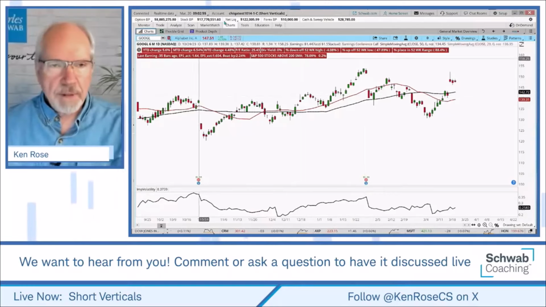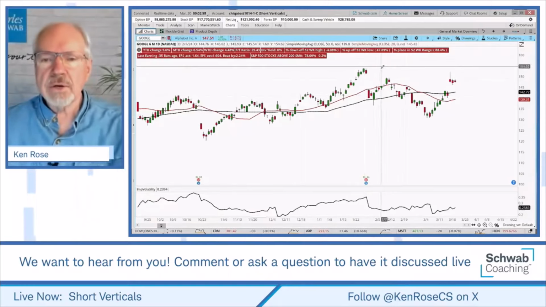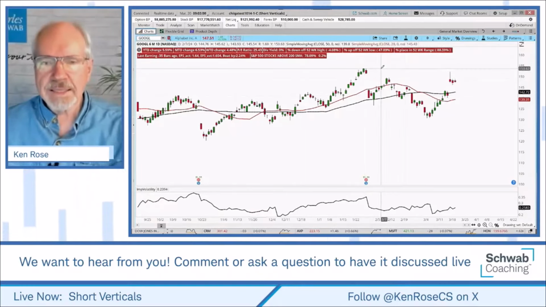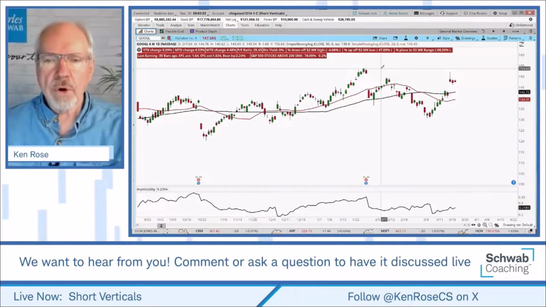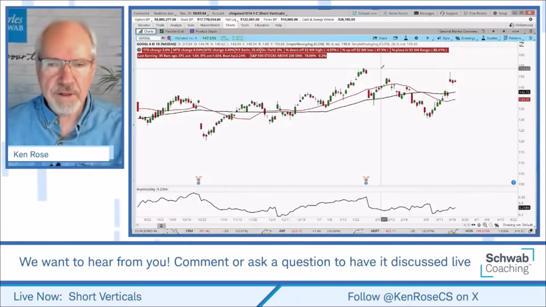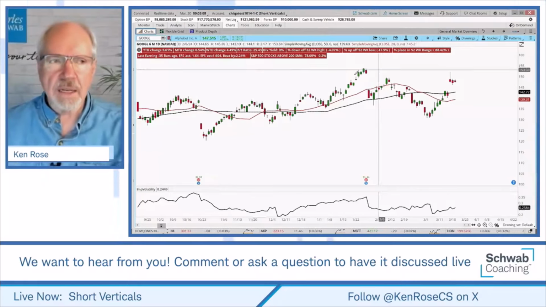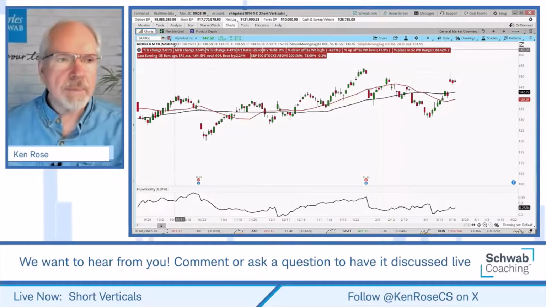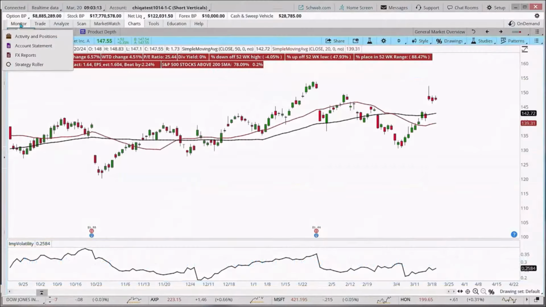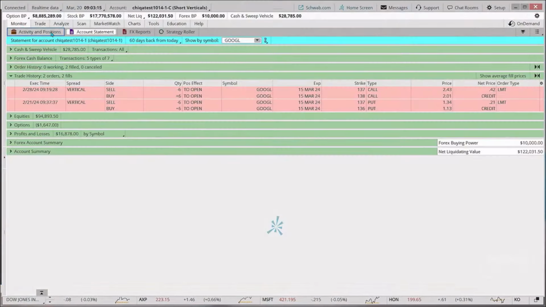Oh, by the way, the platform we're using here is the Thinkorswim downloaded desktop software. This is the most robust platform that you have availability to. Great platform, has a lot of versatility and a lot of functionality. On our platform right here, I'm going to come up to the top and click on the monitor page. Under monitor, I've got activity and positions. Then underneath that, I have Google right here, and this shows a history of the recent Google trades we put in here. Notice right here that we started off with a short put vertical.